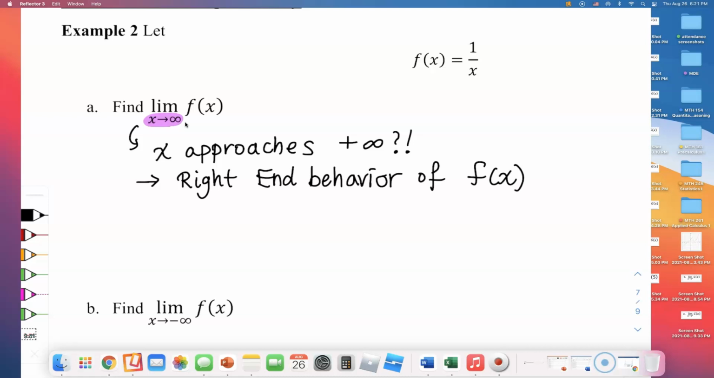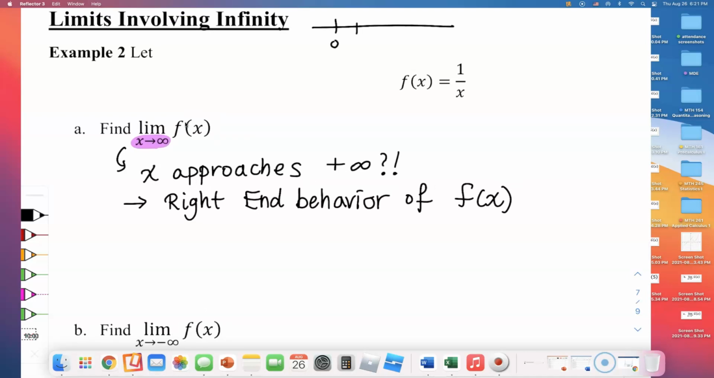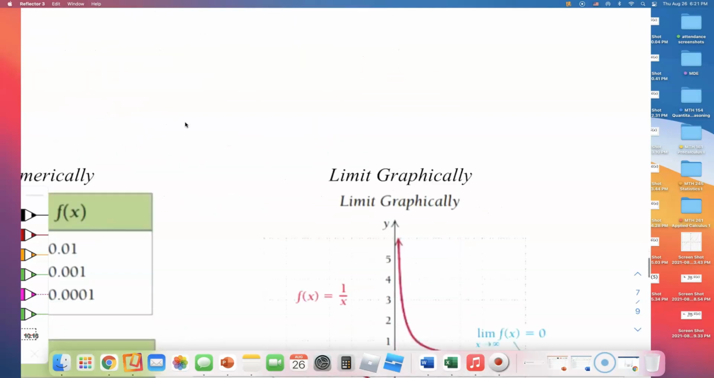Because where do we find like 1,000 or 1,000,000? It's on the right side of the number line, right? Because on the number line, we put small numbers on the left, and as you go to the right, that's where you find the big numbers. So what they mean by x approaches positive infinity is they're asking you to find the right-hand behavior of this graph. So I'm going to take a look at this picture over here.